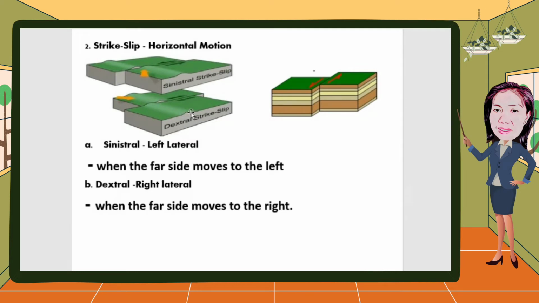Question about the strike slip, the two types of strike slip? Wala na, ma'am. Okay, so anong tawag dito pag nag-move siya sa left?